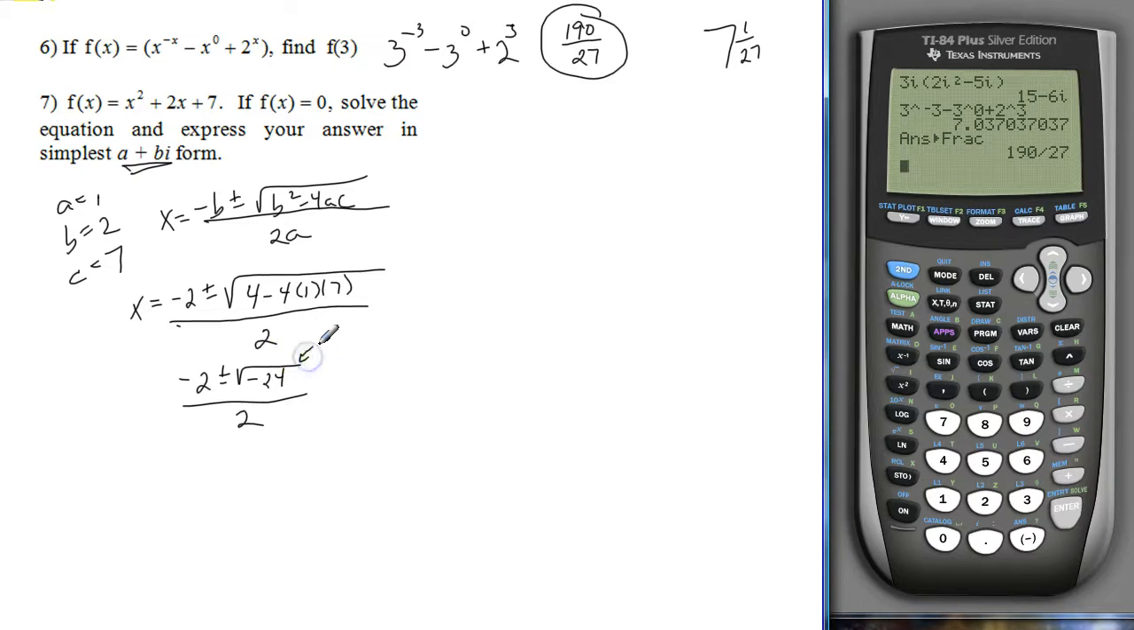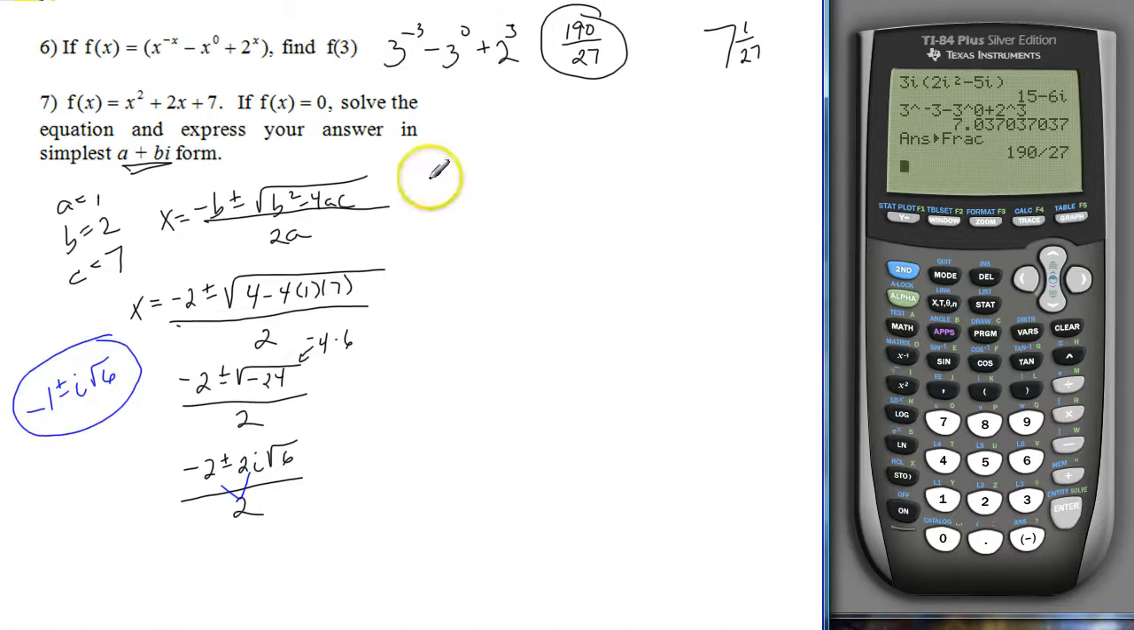Now 24 is really 4 times 6, so radical -4 times 6, so it's -2 plus minus 2i rad 6 over 2. We look for this to reduce. So you get -1 plus minus i rad 6. Now I said completing the square was easier, so that's the formula. And completing the square is actually easier.